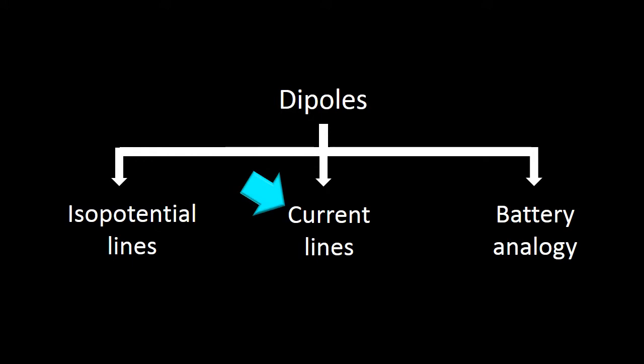Dipole can also be represented as Corrin lines. As we have seen, Corrin lines develop between a positive and a negative charge. In this frame, I am representing a positive and a negative charge flanking a conductor. The conductor, that is the volume conductor, is represented by a rectangle. I am using the rectangle to represent a wire.